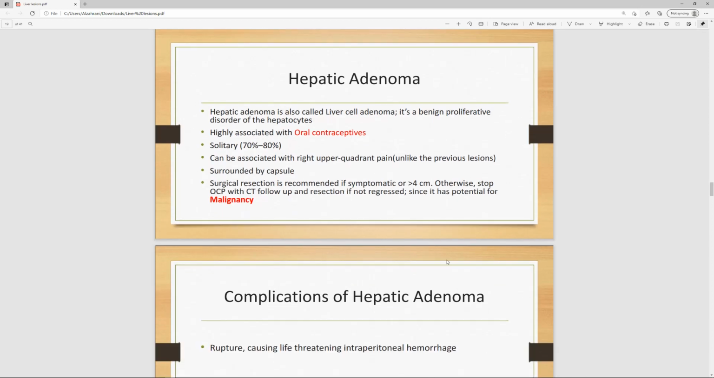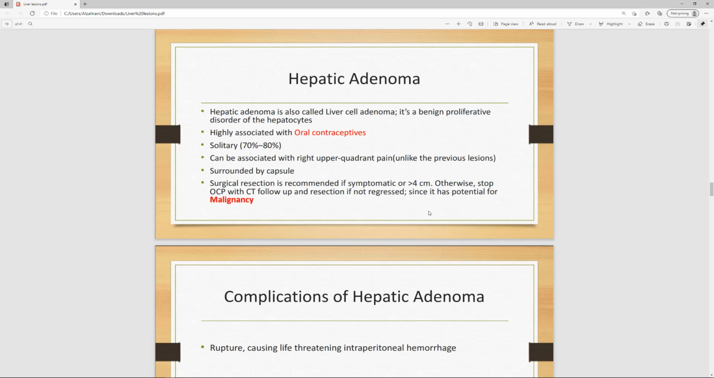Okay, first thing we treat it by stopping the oral contraceptives and we follow up نتابع الحالة بالسي تي نشوف إذا انكمش الليجن معناته إن الكوز oral contraceptives فالأمور طيبة. لكن إذا ما انكمش الليجن معناته maybe this is not hepatic adenoma, maybe this is a malignant tumor or something like that. So we need to do surgical resection.